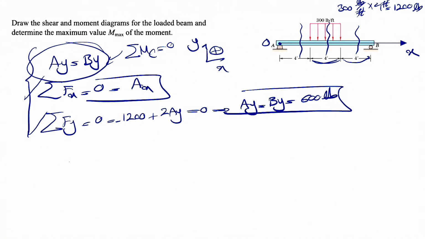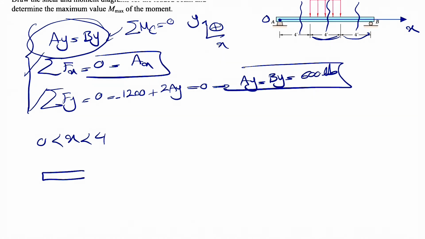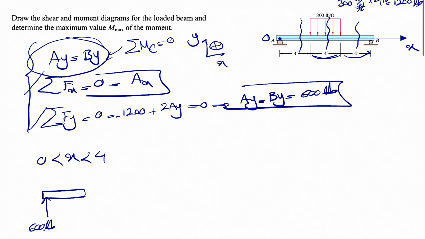So let's start with the first portion where we are going from X equals 0 to 4, and we're going to deal with this part of the beam. The right side is where we have our section. We already found AY, which was 600 pounds. Our section is somewhere before where we have the distributed force, and we can consider here one shear force, which we show with V, and one bending moment with M.